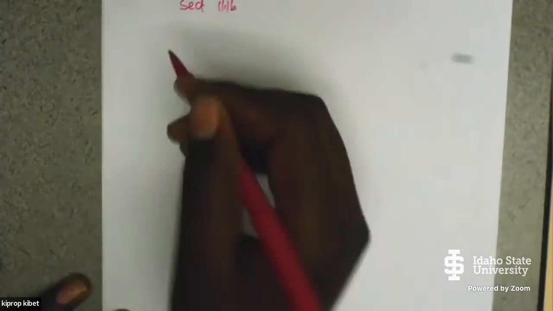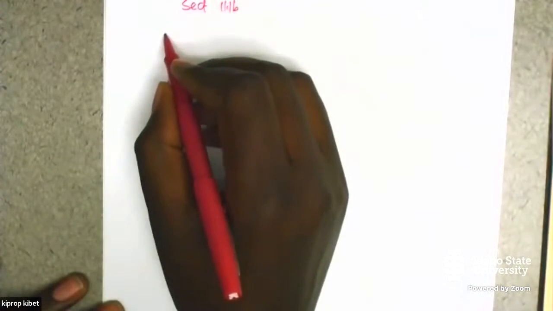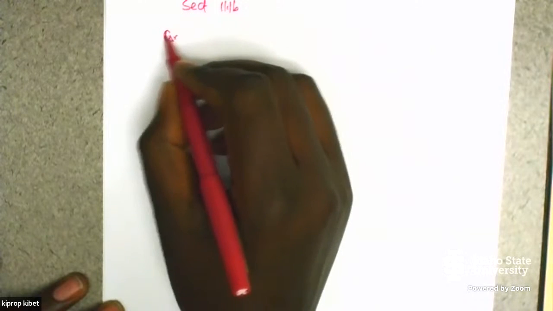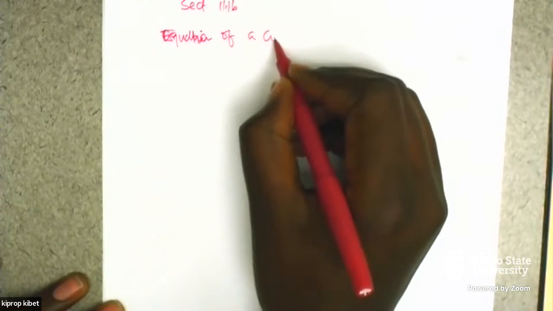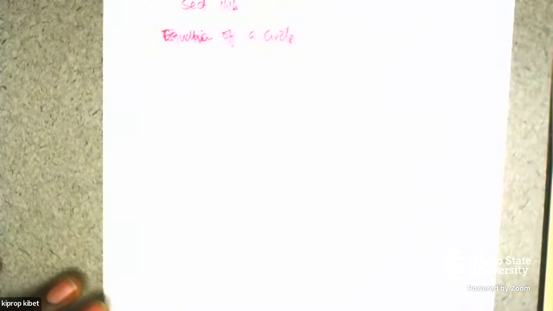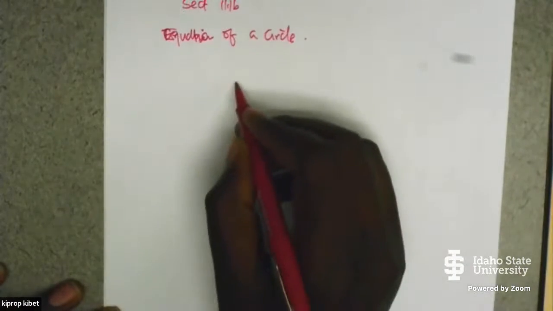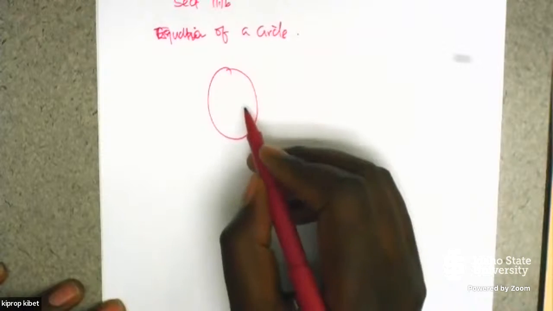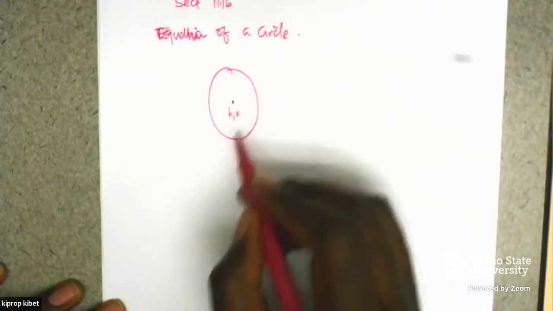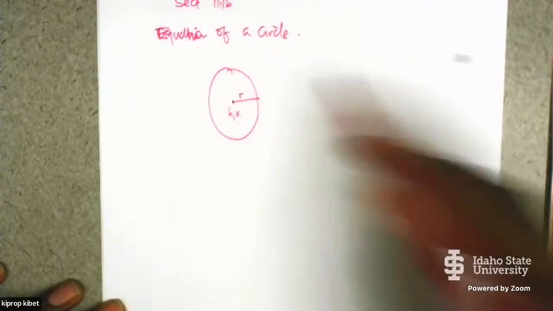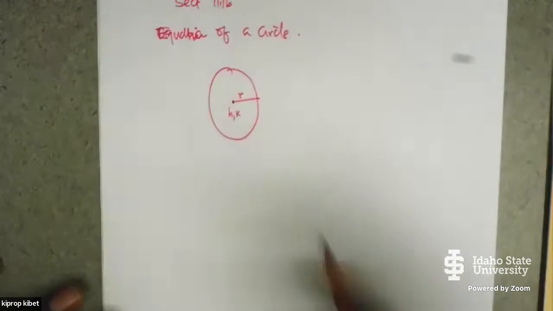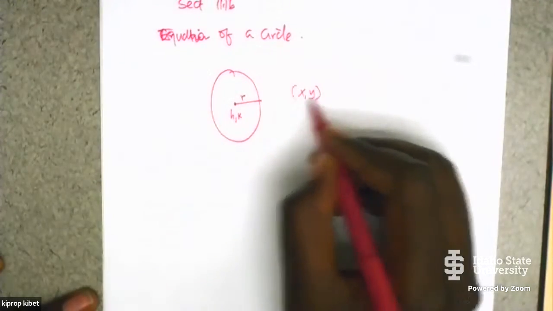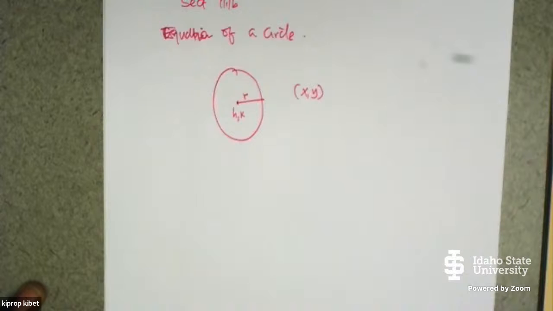Okay, so we're actually looking for the equation of a circle. Whereby we say this is a circle, and if we have the point here H and K, then this is our R. Any point along the circumference is x y.